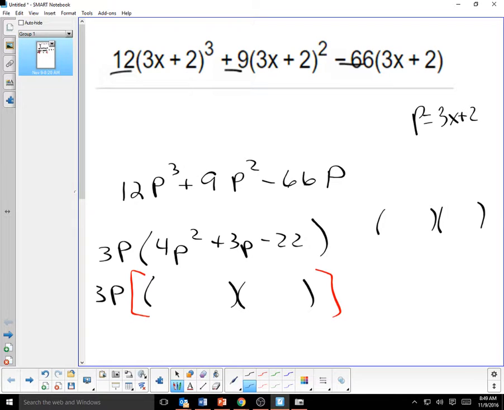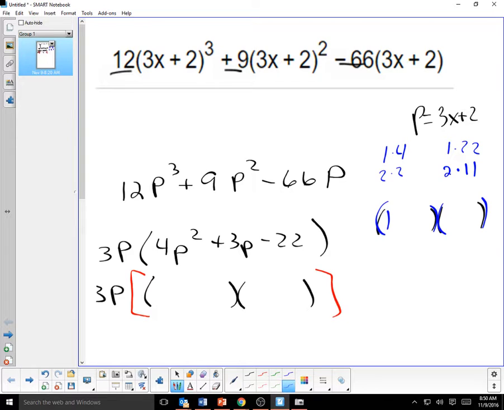The way to get 4, and I'll use another color here just so you guys can see what I'm going to do. The only way to get a 4 is 1 times 4 or 2 times 2, correct? The only way to get a 22 is 1 times 22 or 2 times 11. So tell me, which of these two do you want to mess around with right now, Peyton? Just pick something. 1 times 4.